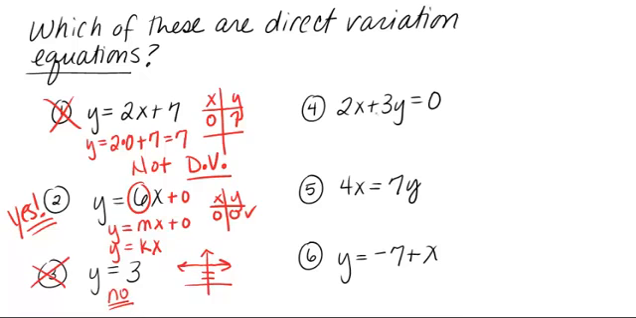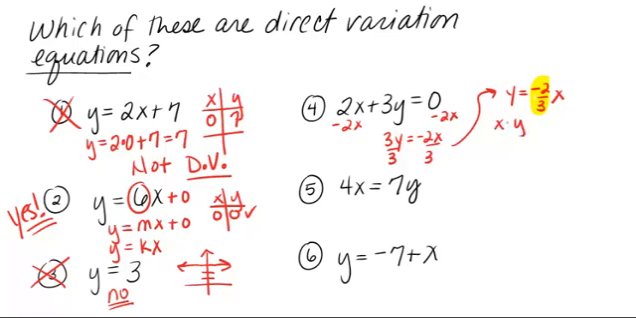For number 4, we actually have to do some work here, and we have to solve for y. So if we subtract 2x from both sides, you get 3y equals negative 2x, and then if you divide both sides by 3, you get y equals negative 2/3 x. Now again, just by looking at this, you can see that your constant of variation right here is negative 2/3. So you don't have to make an input-output table to check the point 0, 0, but if you want to, you can. We are going to plug in 0 for x.